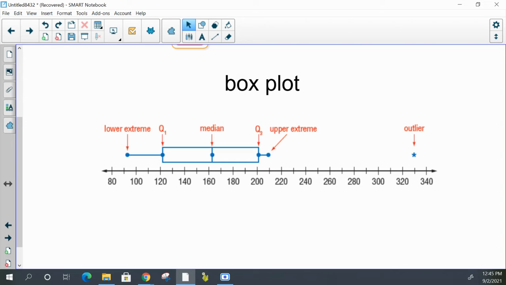Now that sounds like a lot, but it's really quite easy. All we are doing is taking data from yesterday and drawing a picture with it.